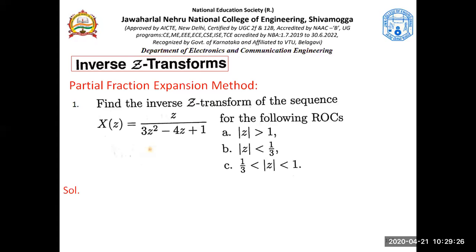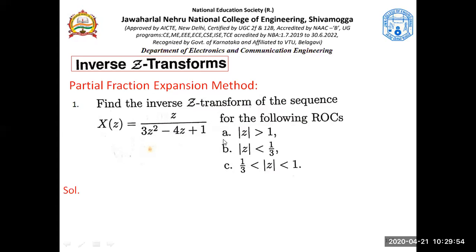This is the problem given. You have to find the inverse Z transform of the sequence X of Z given here. Obtaining the inverse Z transform is as good as obtaining X of n, the time domain signal, which is not told directly. They could have asked, find X of n given X of Z. In another way, they're asking to find the inverse Z transform of X of Z. One and the same.